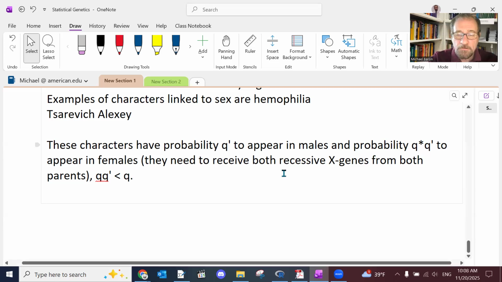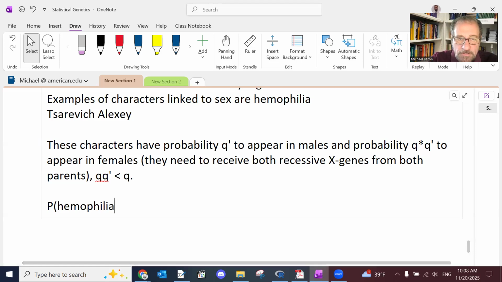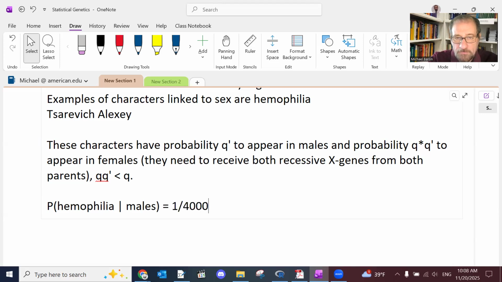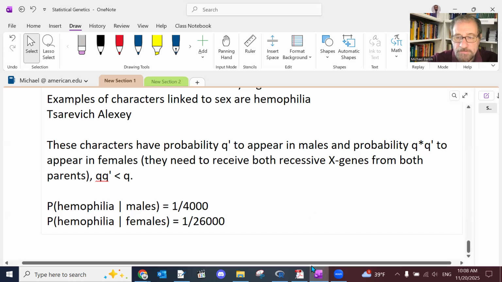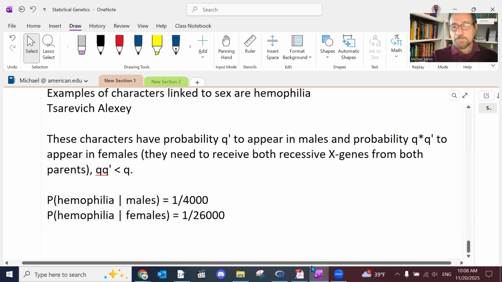In particular, hemophilia, as I understand, is carried by males with a probability of about 1 in 4,000 males suffering from hemophilia, and for females, it's about 1 in 26,000. Very rare syndrome for females. Okay, so what else to know?